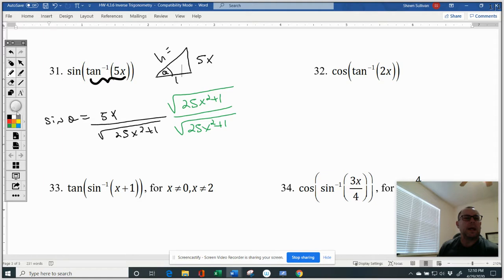So let's work our way through. The top is 5x times the square root of 25x squared plus 1. And if I multiply the identical thing by itself, like the square root of x times the square root of x, we're left with whatever's under the radical, and the bottom becomes 25x squared plus 1, and we're done. Pretty straightforward, not too terrible. Let's do 33 and 34.